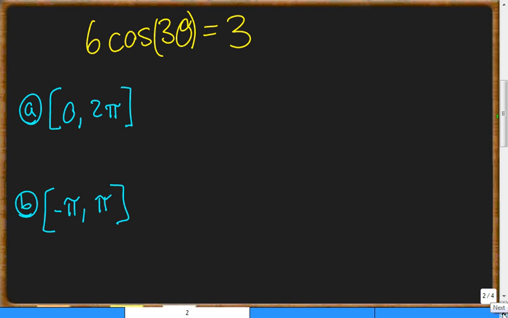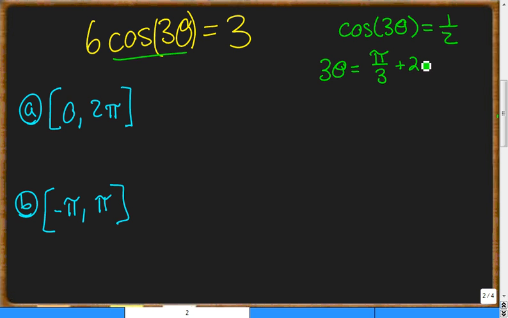So let's look at another example here. We've got 3 cosine 3 theta equals 3. Or excuse me, 6 cosine 3 theta equals 3. So again, we want to isolate cosine. So we're going to get the cosine of 3 theta equals 1/2. And so we will get 3 theta to be two possible answers in the general sense. It'll either be pi over 3 plus 2 pi k, or it will be 5 pi over 3 plus 2 pi k.